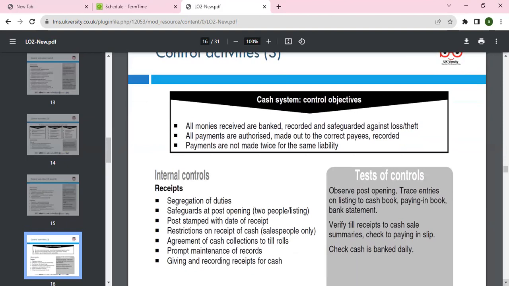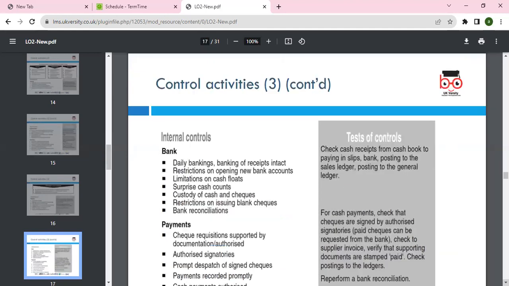So we can look around the test of controls: segregation of duties, safeguards at the post opening, post stamp, restrictions, who is responsible. Yes, agreement of the cash collection to the till rolls, prompt maintenance of records. Even if you make salaries by cash, you have to look at who is responsible. Two people sign it, open it, count it, pay it.